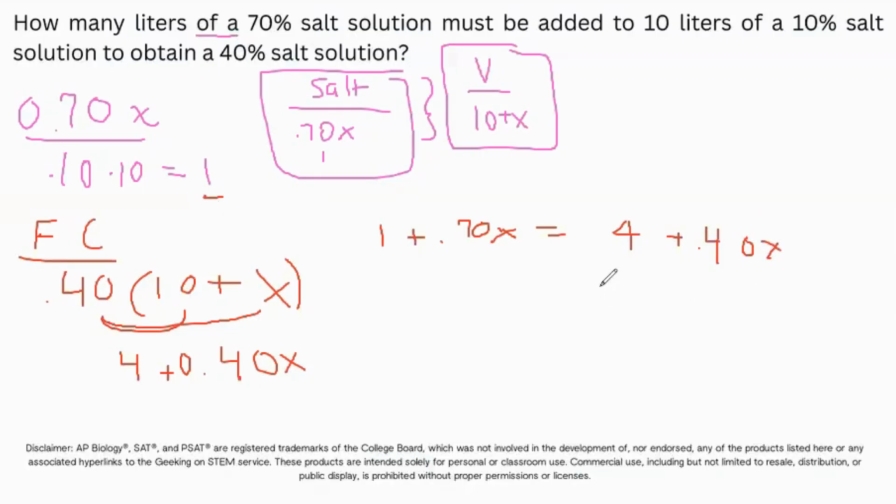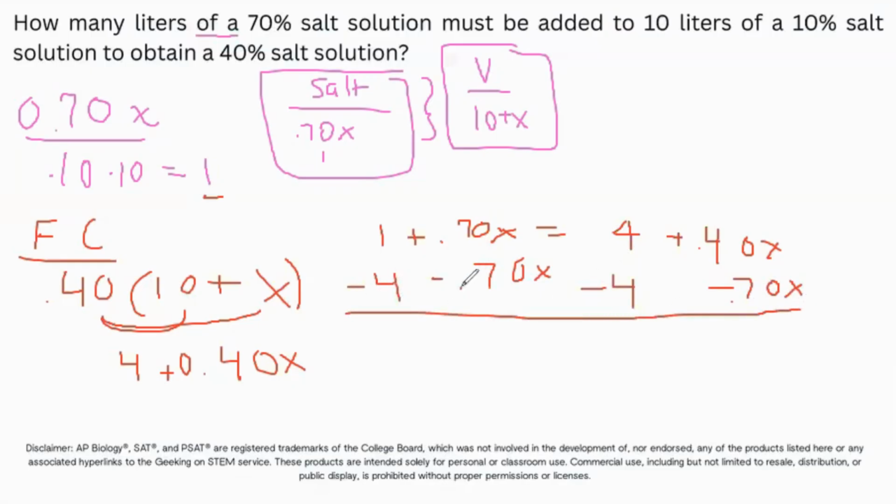We can combine like terms here. We can bring 0.70x over, minus 0.70x, and we can bring the 4 over to the other side as well. So 1 minus 4 is going to give you negative 3. And then 0.40x minus 0.70x is going to give you negative 0.30x.